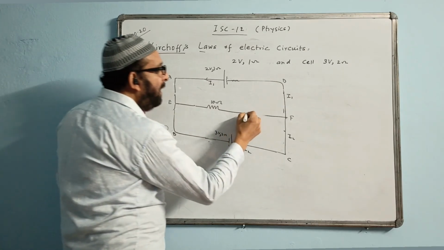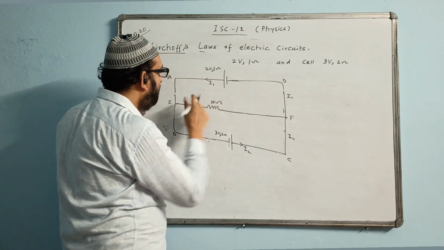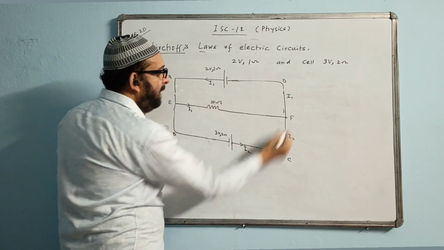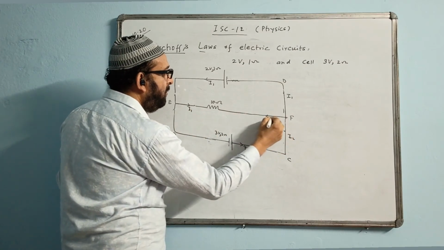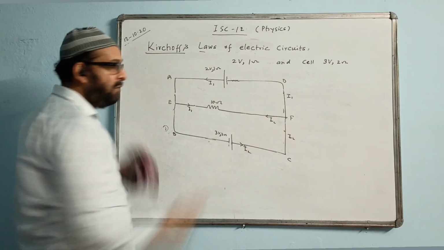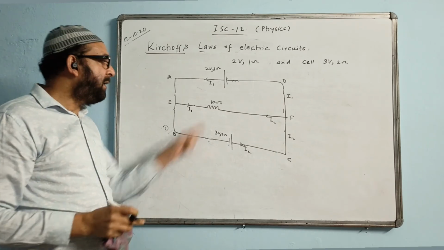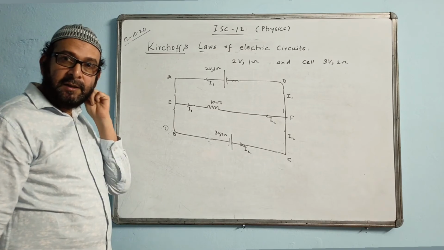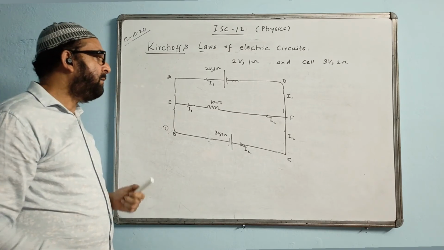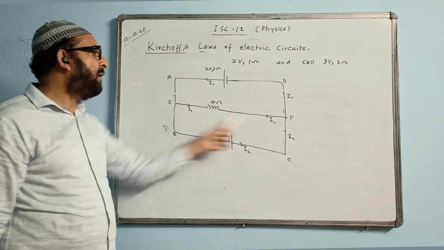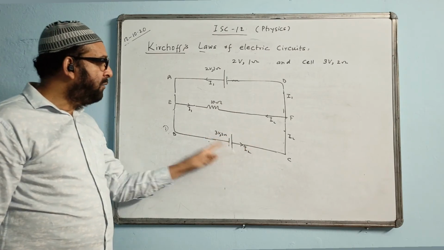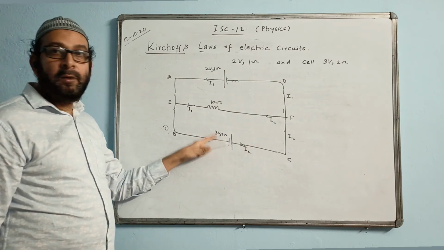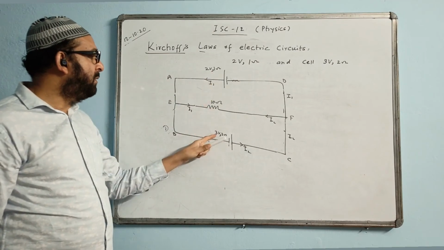So while I1 is flowing this way and I2 is flowing this way, they are in the opposite direction. Then the net current will be a subtraction. If the currents are in the same direction, you add, but if the currents are in the opposite direction, you have to subtract. Which current will be bigger, I1 or I2? The answer is I2, because the I2 voltage is bigger, 3 volt, and this is 2 volts. So this I2 is bigger.